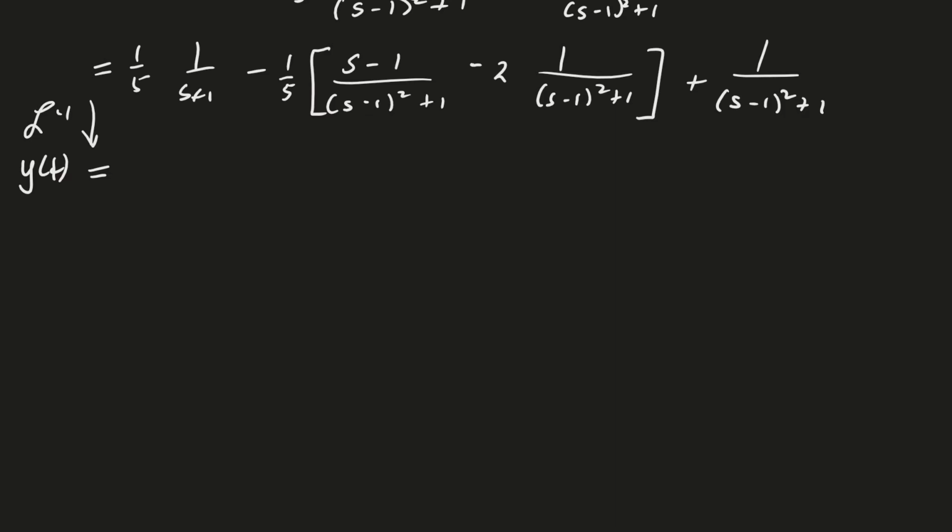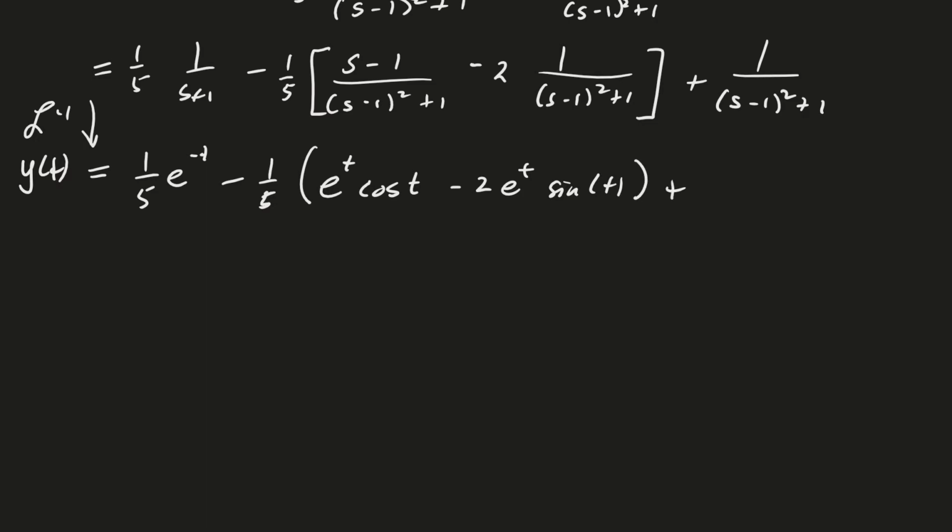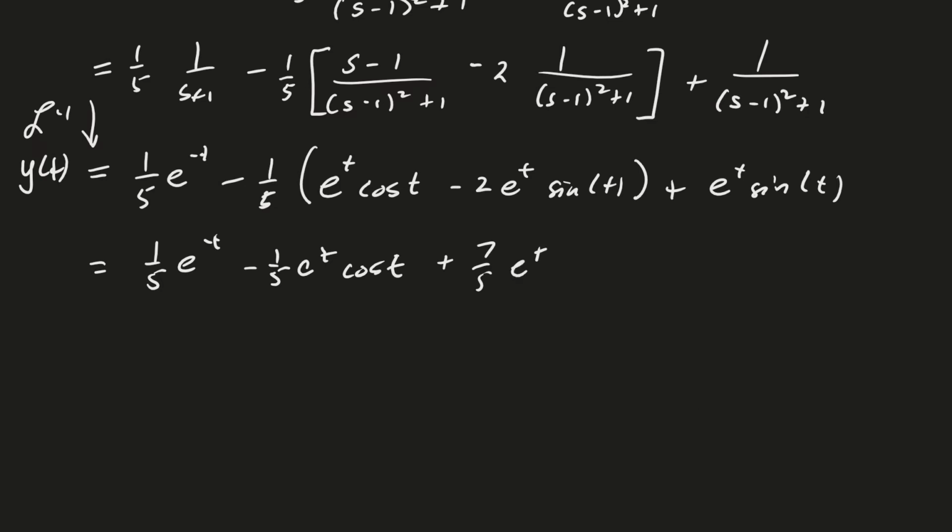We're going to take the inverse Laplace, and we'll have 1/5 e to the minus t minus 1/5 times e to the t cosine of t minus 2 e to the t sine of t plus e to the t sine of t. So at this point we really should simplify that. So it's going to be 1/5 e to the minus t minus 1/5 e to the t cosine of t plus 2/5 plus 1, and 2/5 plus 1 is 7/5, e to the t sine of t.